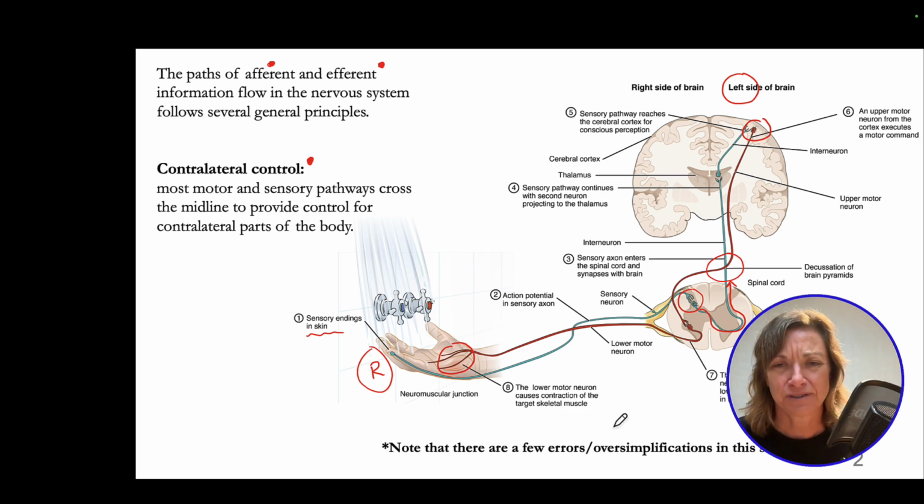So there are a few little weird simplifications in this diagram. Sensory axon enters the spinal cord and synapses with brain. A little bit general. Of course, we know it synapses in the thalamus, but the diagram makes the point nicely. Contralateral control: motor and sensory pathways cross at some point.